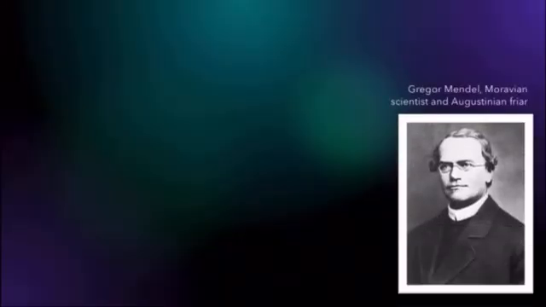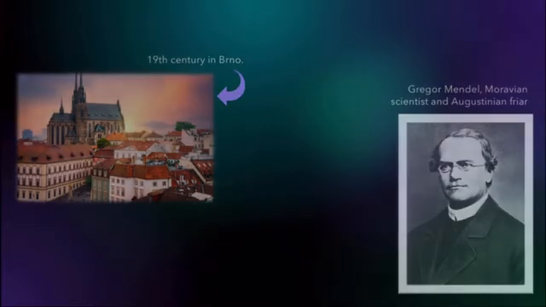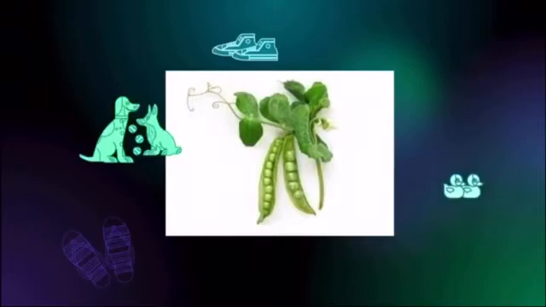Gregor Mendel. Though heredity had been observed for millennia, Gregor Mendel, Moravian scientist and Augustinian friar, working in the 19th century in Brno, was the first to study genetics scientifically. Through his work on pea plants, he discovered the fundamental laws of inheritance. He deduced that the genes come in pairs and are inherited as distinct units.